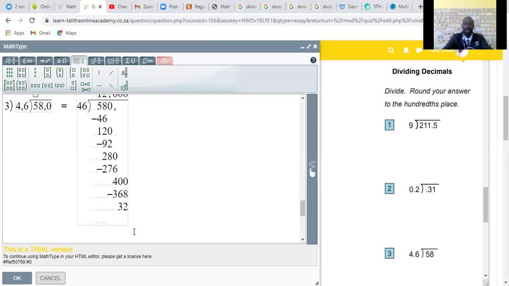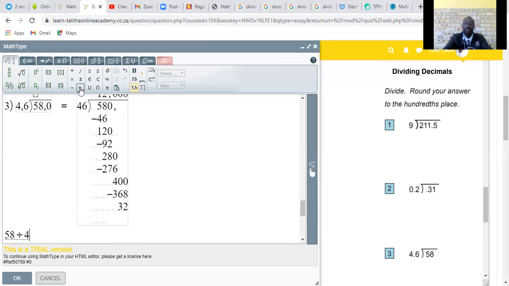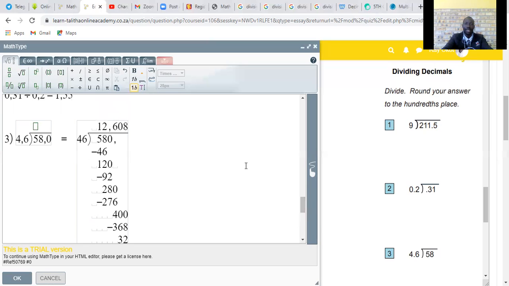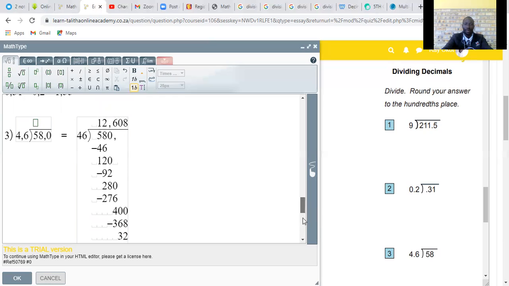So now we can conclude 58 when divided by 4.6, we get 12.608, which is what we got here. So this is going to be the answer.